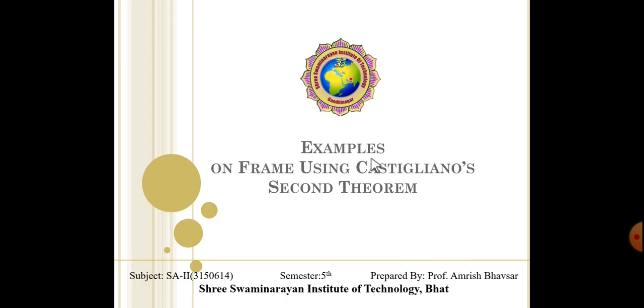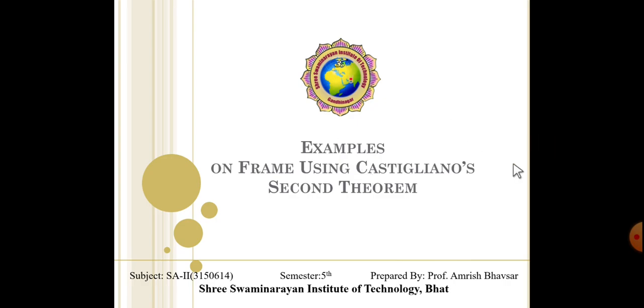Now, we know the idea about Castigliano's second theorem of beams. In that case, we understood that whenever we have a redundant, at that point the deflection is zero. On the basis of that consideration, we are going to analyze the frame. So, for the understanding of frame analysis using Castigliano's second theorem, here I have taken three cases of the frame.